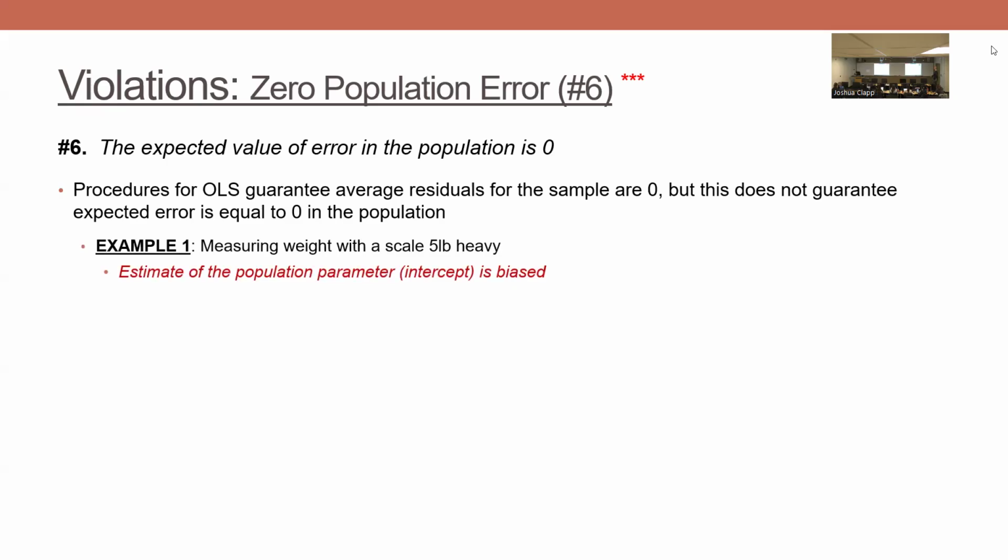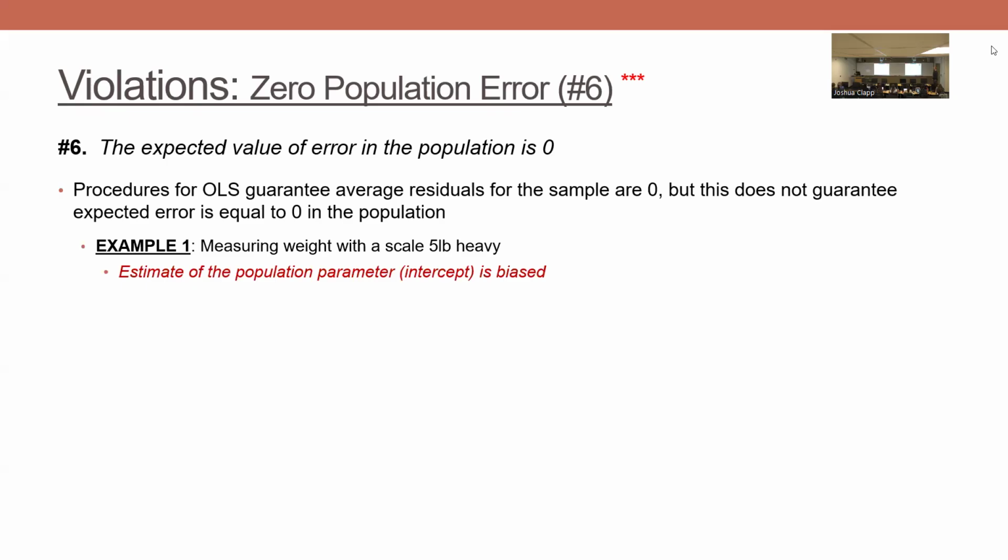So let's say, for example, I'm looking at the relation between height and weight, in a simple regression model. I bring everybody in, measure their height, measure their weight, and I've measured it without error, or as close as I can, because I'm measuring physical characteristics. I'm feeling pretty good about this. It turns out my scale is 5 pounds heavy.